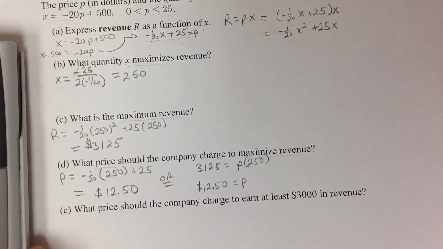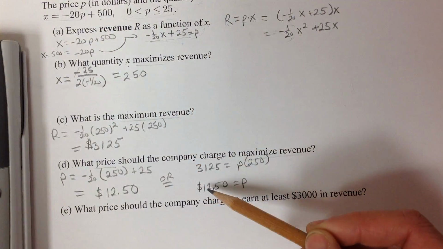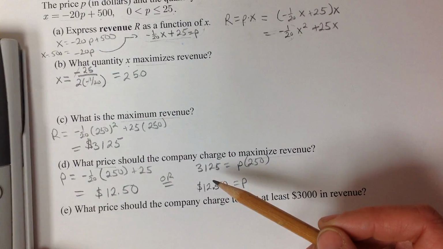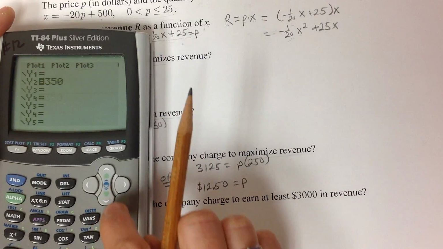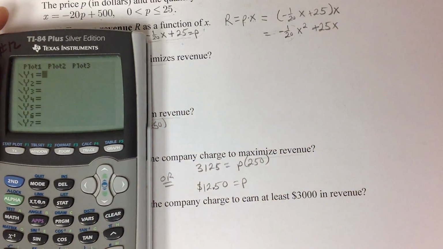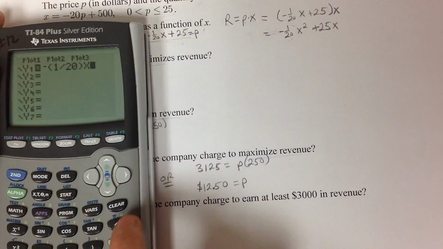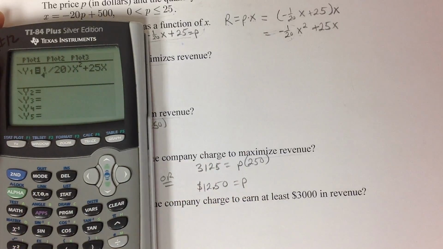Okay, now, also with these parts B, C, and D, I did all of these algebraically. They could have been done on the calculator graphically. So to do it graphically, I have to use a Y instead of an R. But I'm going to put in this equation. Now again, you've got to watch your order of operations. It is a negative 1/20 times x squared plus 25x.